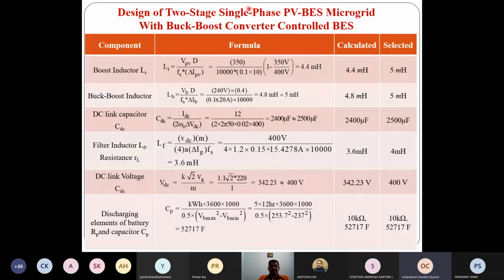So here we are having a design of a two-stage single-phase photovoltaic battery energy storage based microgrid, with buck boost converter control. Here the boost inductor has been selected around 5 millihenry. The buck boost inductor is also selected. The DC bus capacitor is 2500 microfarad, with filter resistance and inductance. Then the battery parameters and the DC bus are also selected, 400 volt for a 230 volt grid.